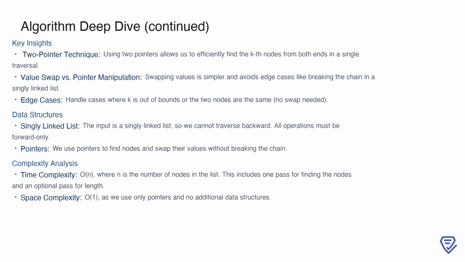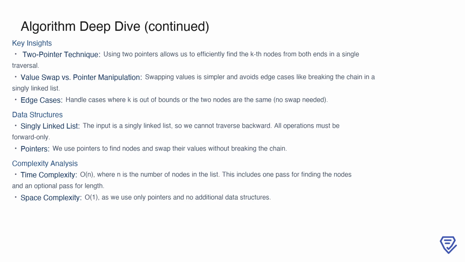There are several key insights that make this algorithm effective. First, the two-pointer technique is the cornerstone of the optimized solution. By carefully managing the movement of the pointers, we can identify the kth nodes from both ends in a single traversal, reducing time complexity. Second, swapping values instead of manipulating pointers is a safer and simpler strategy, especially in singly linked lists where backward traversal is not possible. This avoids issues like breaking the chain accidentally.